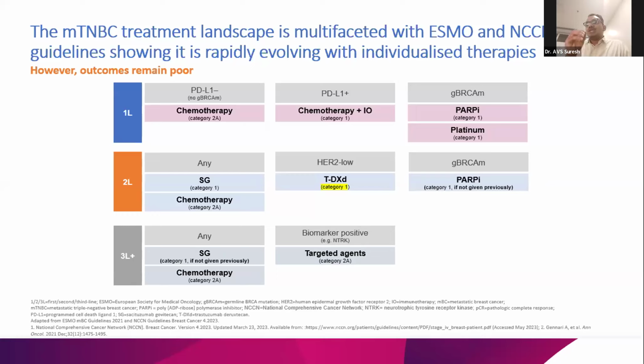But what you see in the yellow color in the center of the slide is, if by chance it is 1 plus and 2 plus, in the older classification, if you call it a triple negative, then T-DXd is having a significant role in these things.